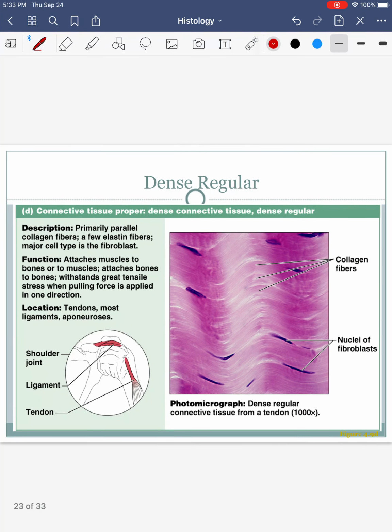Let's look at dense regular. Dense regular gets its name because these collagen fibers, even though they're wavy, all the collagen fibers are parallel to each other. So it's considered to be a regular pattern because these collagen fibers are parallel. And these are thick collagen, so what I'm drawing here between that is just a thick band of collagen.